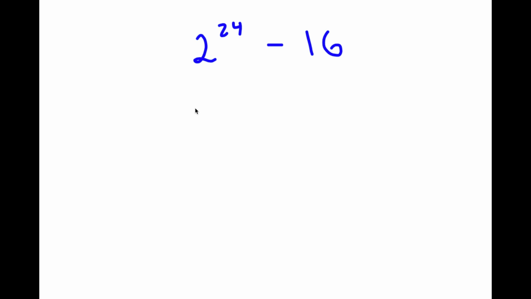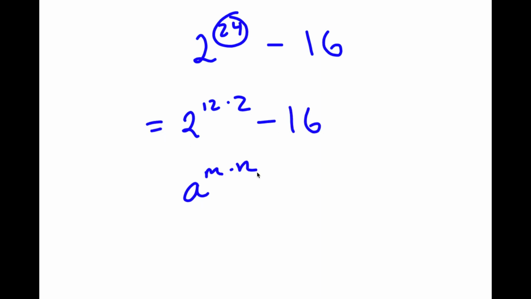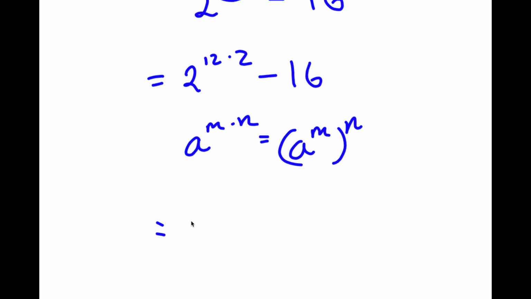Alright, so in this problem, I have 2 to the power of 24 minus 16. So to solve it, I'm going to first rewrite 2 to the power of 24 as 2 to the power of 12 times 2. And if I have something in the form a to the power of m times n, this is equal to a to the power of m to the power of n. So 2 to the power of 12 times 2 is going to equal 2 to the power of 12 to the power of 2. And I have this minus 16, which is the same thing as 4 to the power of 2.